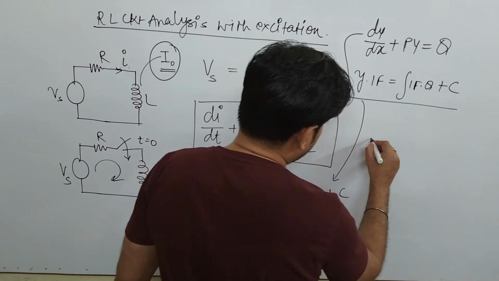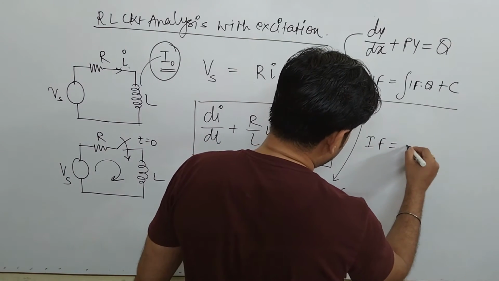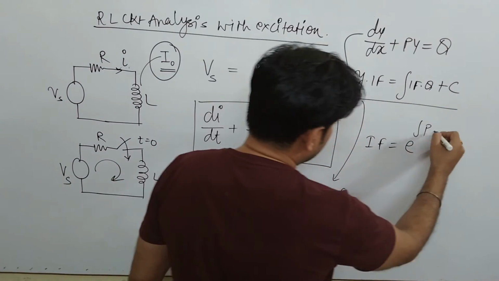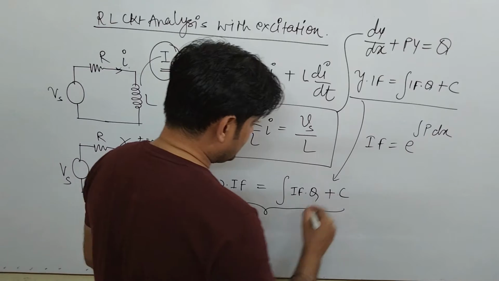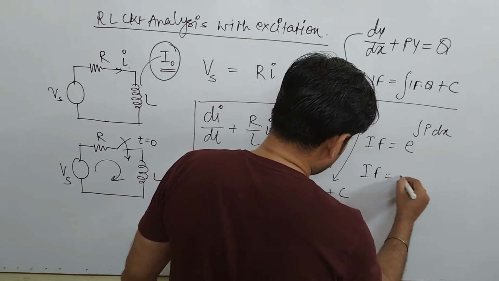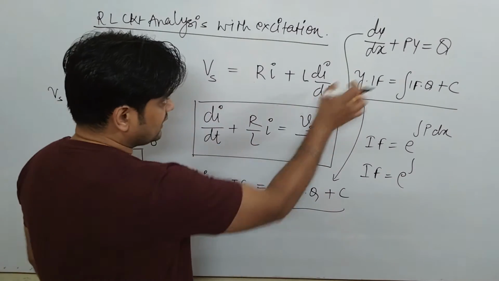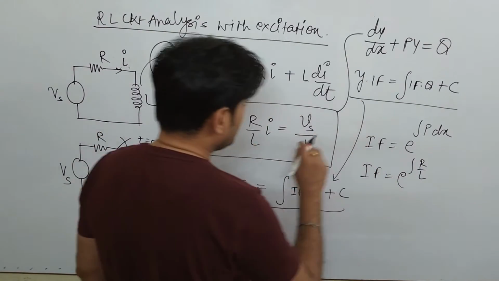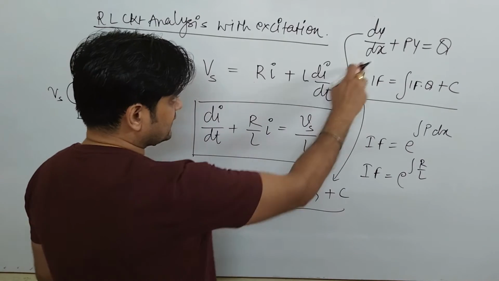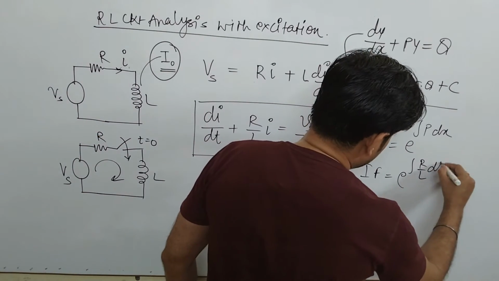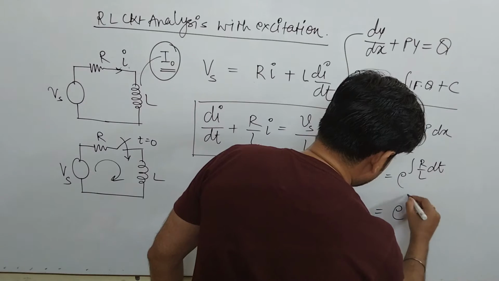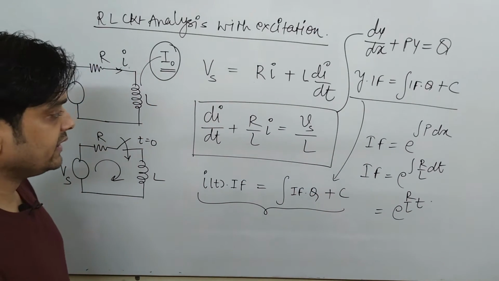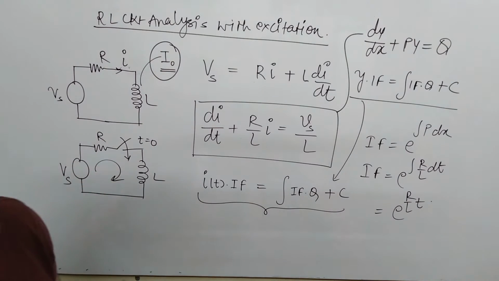Before writing it, we will find the integrating factor, that is IF, that is e to the power integration of P dx. In this case IF is equal to e to the power integration of P dt. The value of P, if you compare with this equation, comes to be R by L. Here it is dt, so that comes to be dt. So if you solve it, that comes to be e to the power R by L t. So this is your integrating factor. So one can directly write the equation for the same.